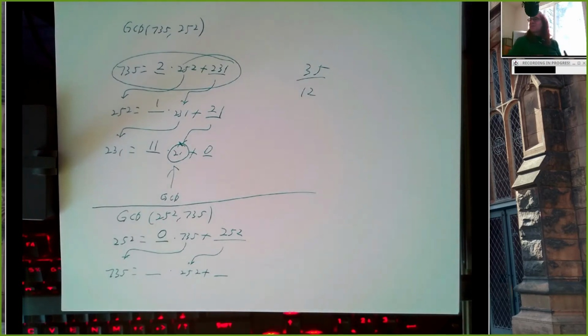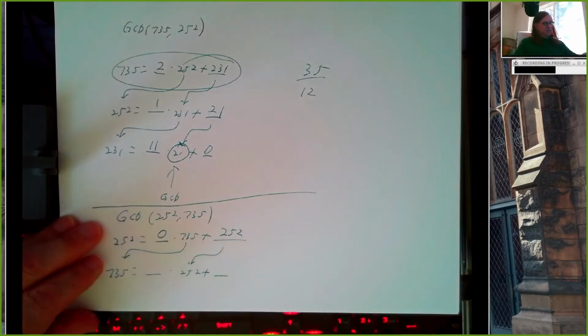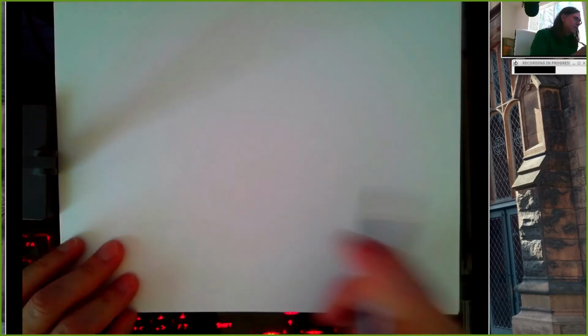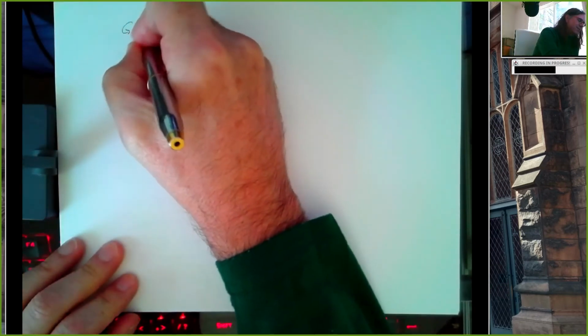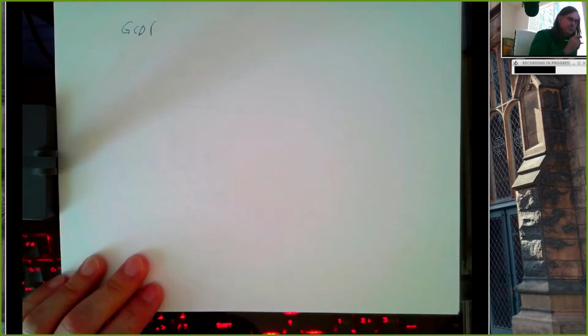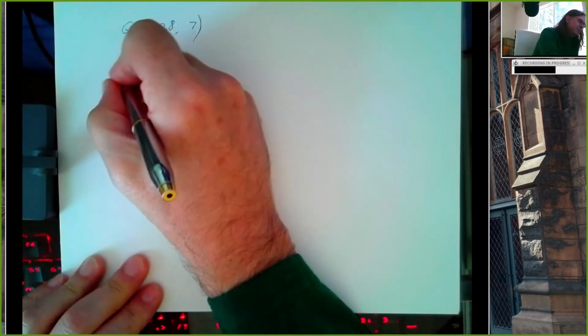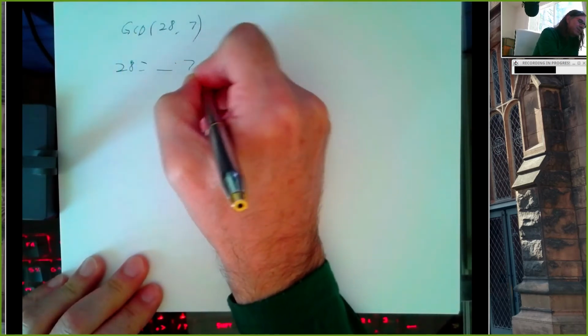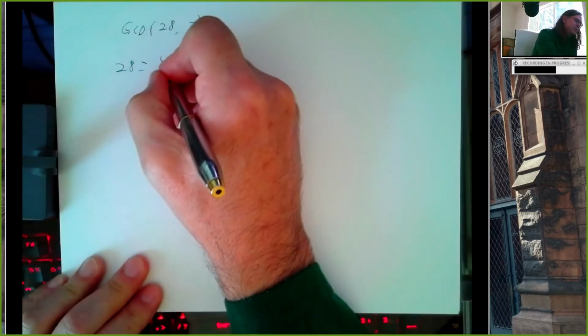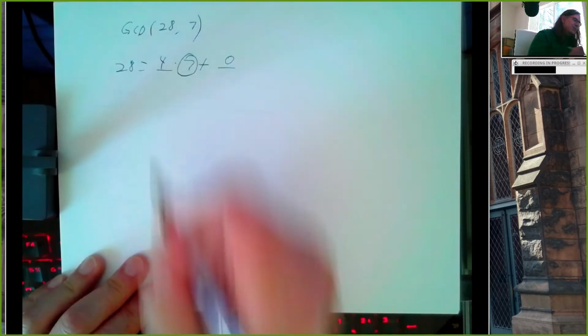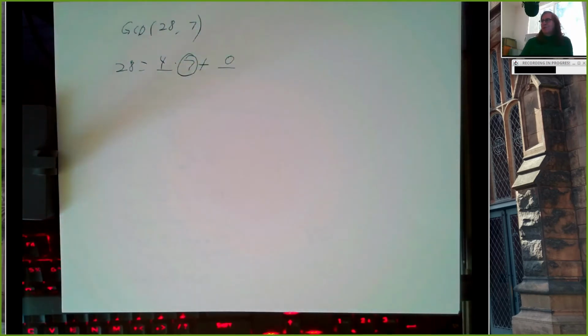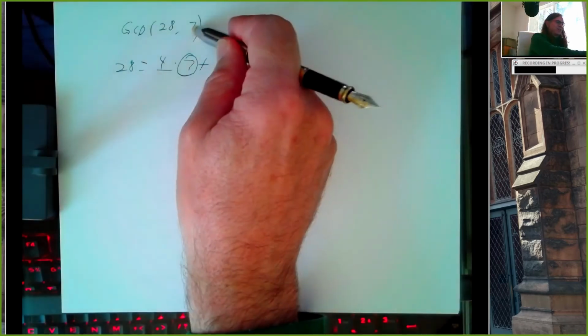So if you code this in the computer, it actually kind of works, even if these things are in the wrong order. And if one number is a multiple of another, for example, if you wanted to find the greatest common divisor of, I don't know, 28 and 7, well, you would say 28 equals something times 7 plus something. Well, 7 goes in 4 times with nothing left over. There's your greatest common divisor, which is how it should be, right? Because 7 divides this and 7 divides that.